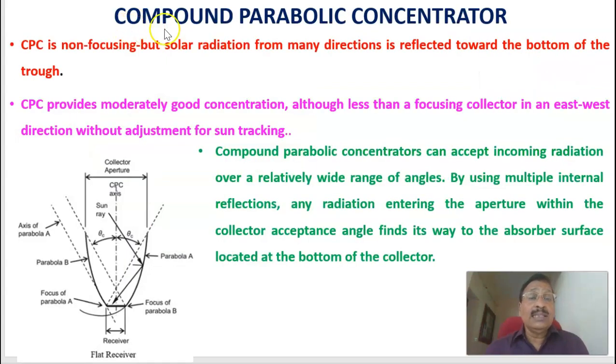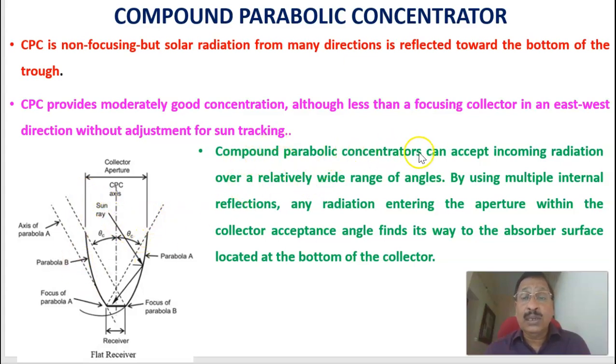Next one, we call it the compound parabolic concentrator, CPC. CPC is a non-focusing type, but solar radiation from many directions is reflected towards the bottom of the trough. This is a pictorial representation of a CPC. It provides moderately good concentration, although less than the focusing type of collectors, in an east-west direction without adjustment for sun tracking. That is shown here.